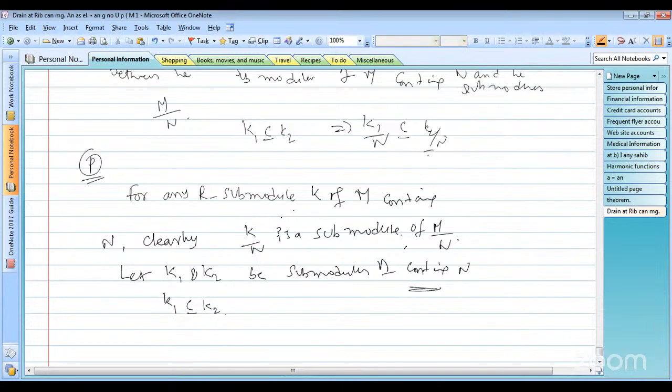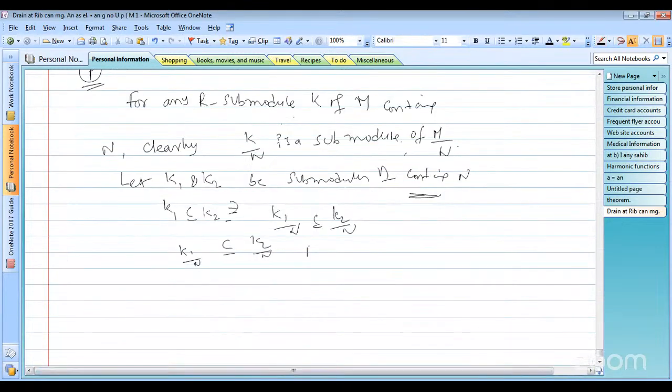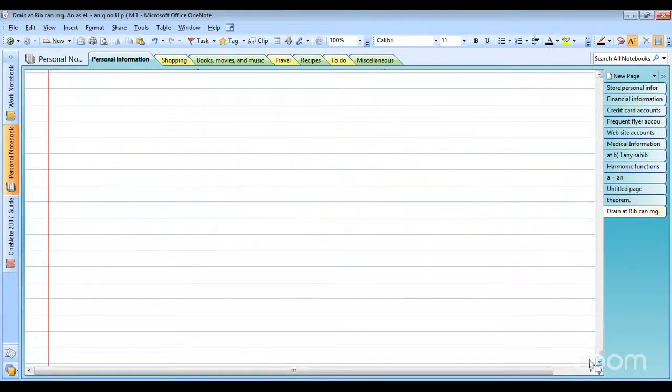K1 subset of K2 equals K1 by N equals K2 by N. And the other way, K1 by N subset of K2 by N. Let x belong to K1; then x plus N belongs to K1 by N subset of K2 by N. We are taking K1 by N and K2 by N.